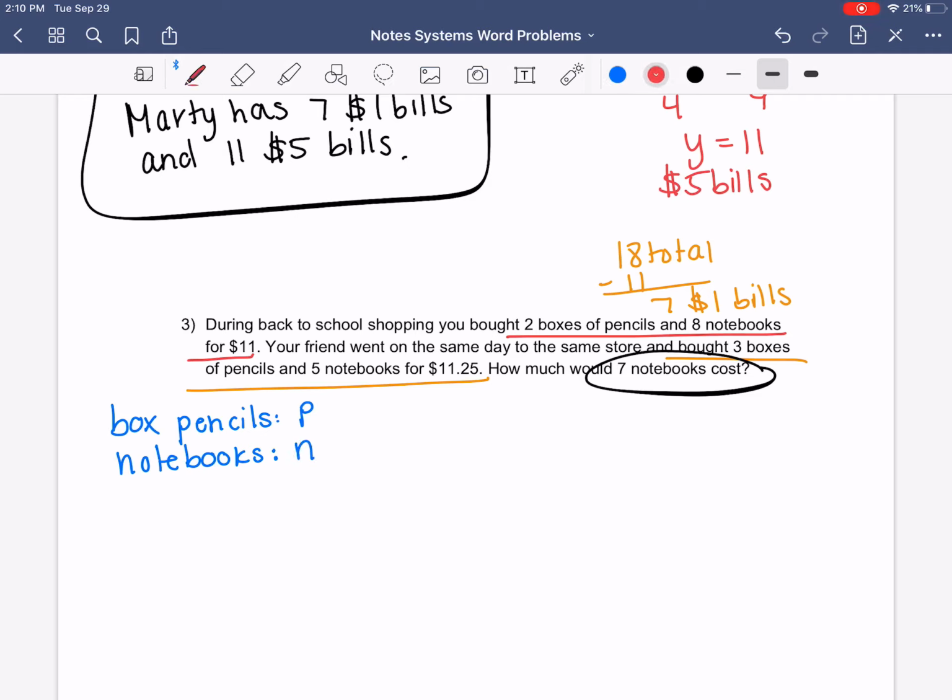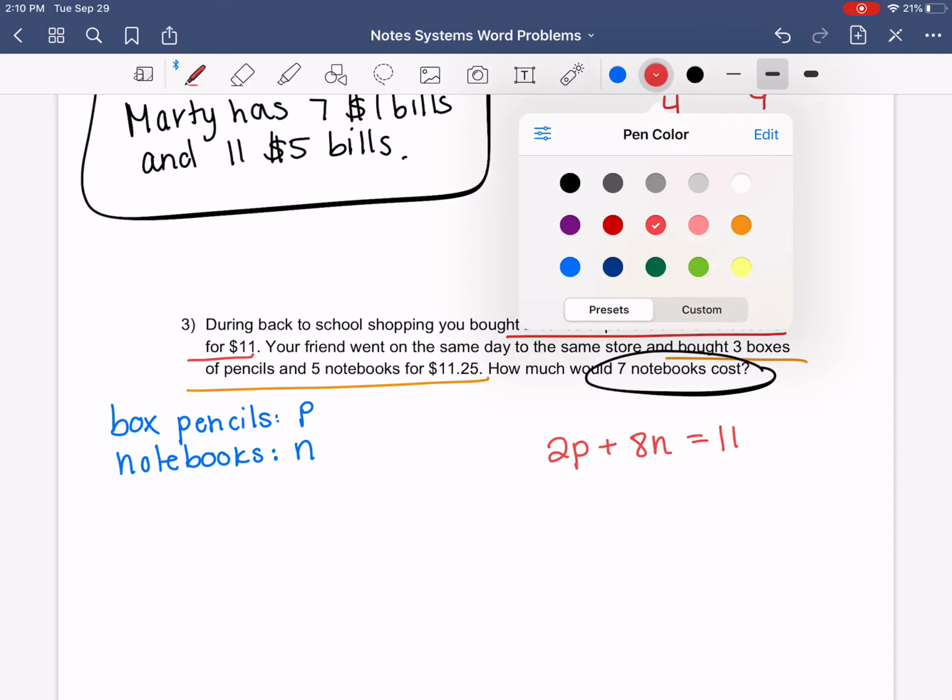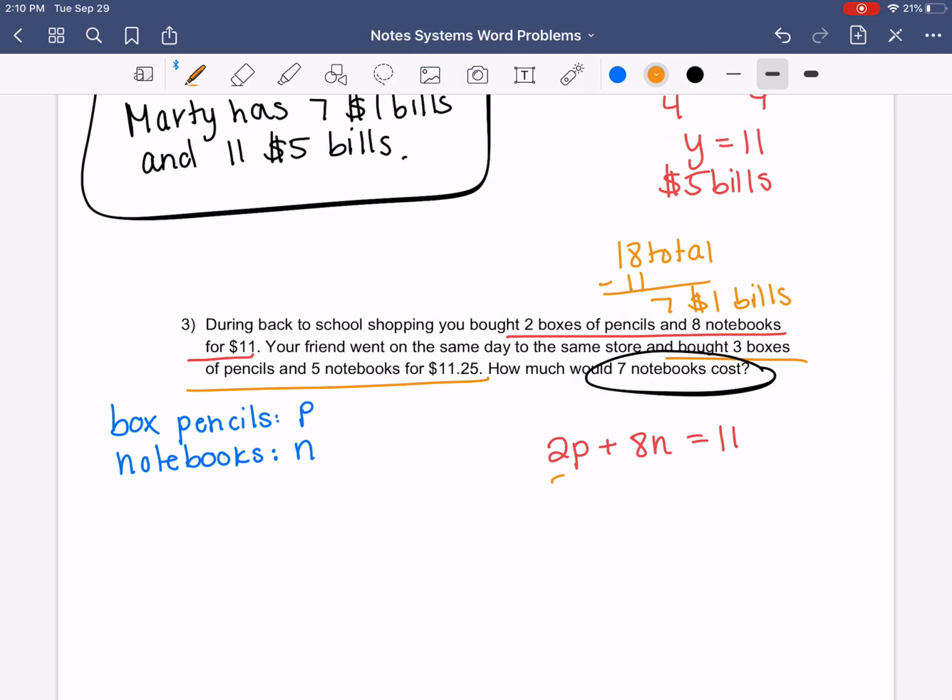So I'm going to set up my equation for the first person. This one's going to be a little bit different than the other equations that we've set up because I'm going to set up how much I spent, right? So it's during back to school, you went shopping. So I bought 2 boxes of pencils plus 8 notebooks, and it cost me $11. Then I'm going to set up my friend's equation. My friend bought 3 boxes of pencils plus 5 notebooks for $11.25. So I'm going to use these 2 equations to solve.